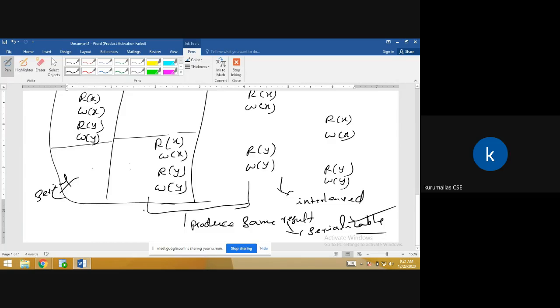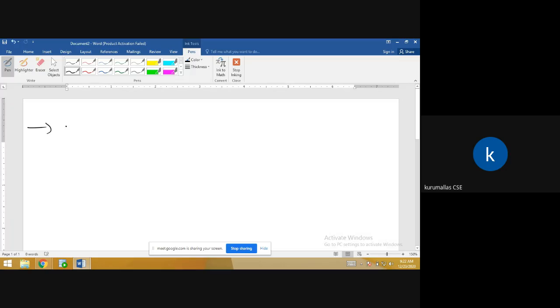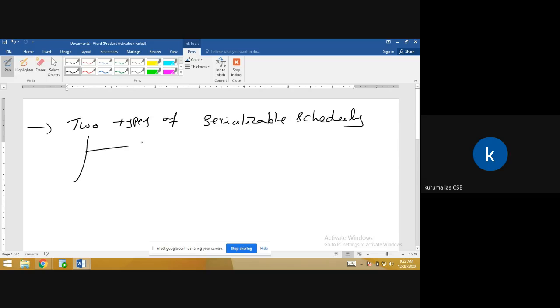So there are two different types of serializable schedules. Very, very important. The first one is conflict serializable, and the second one is view serializable. When can we call a schedule conflict serializable, and when view serializable? We have to see.